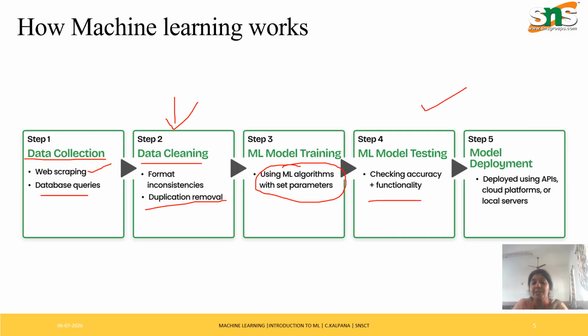And next is model deployment. We are going to deploy the model in a cloud or any local server. We deploy the model for use. So this is the main process of machine learning, how it works.